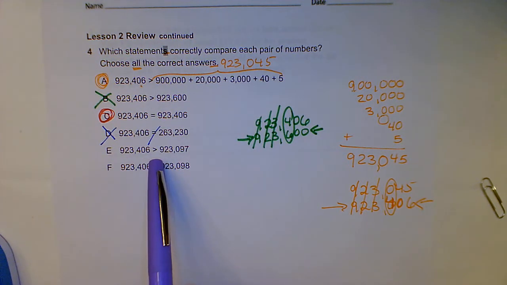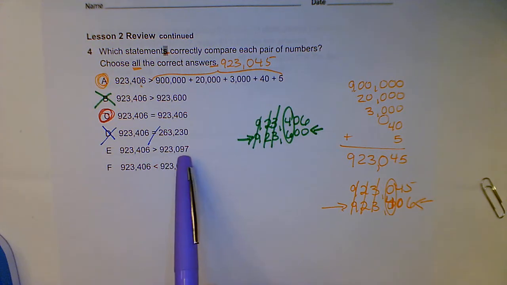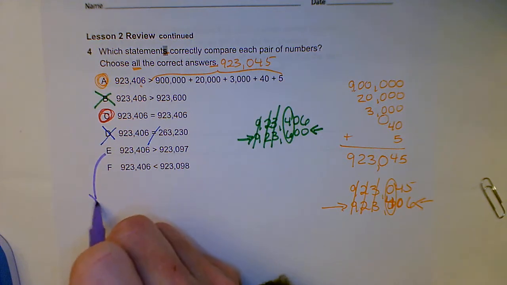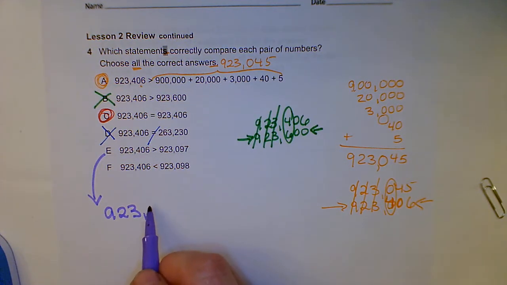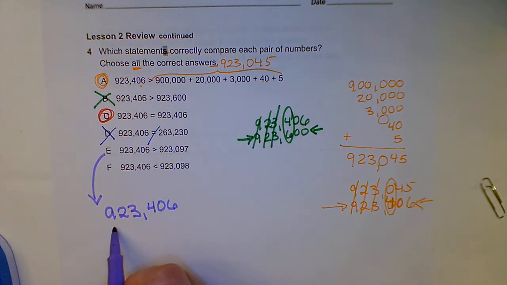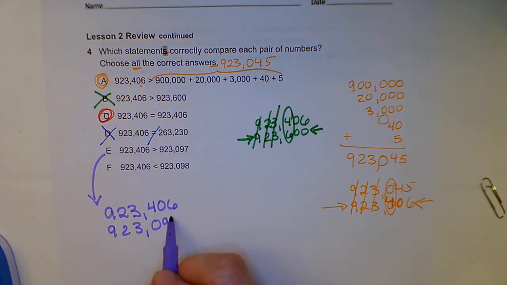923,406 is greater than 923,097. So let's go ahead and stack these. So let's go down here. So we have 923,406. We're going to stack that over 923,097. So now let's go ahead.